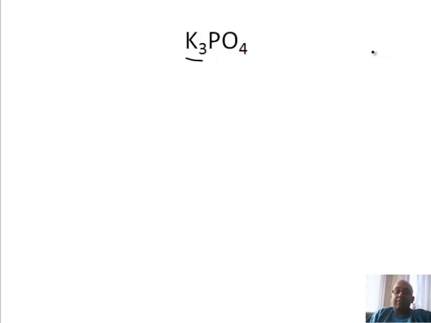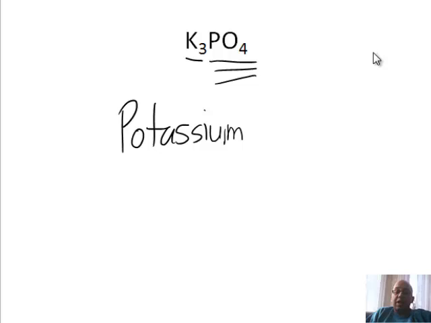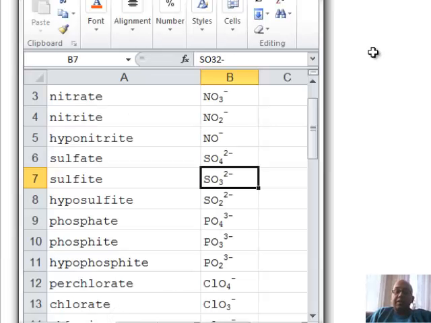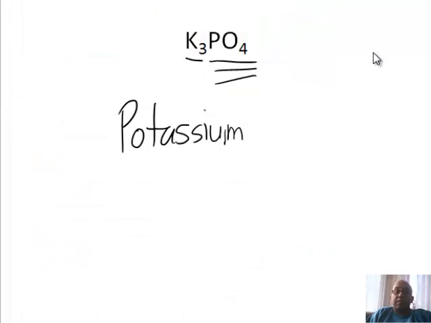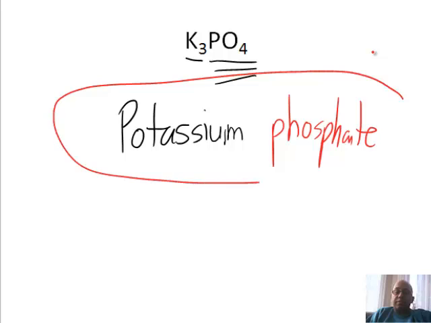So K is potassium. And then we have PO4 3-, which is polyatomic. So we're going to look on our list for PO4 3-. So it's phosphate. And there's our answer. Very simple.